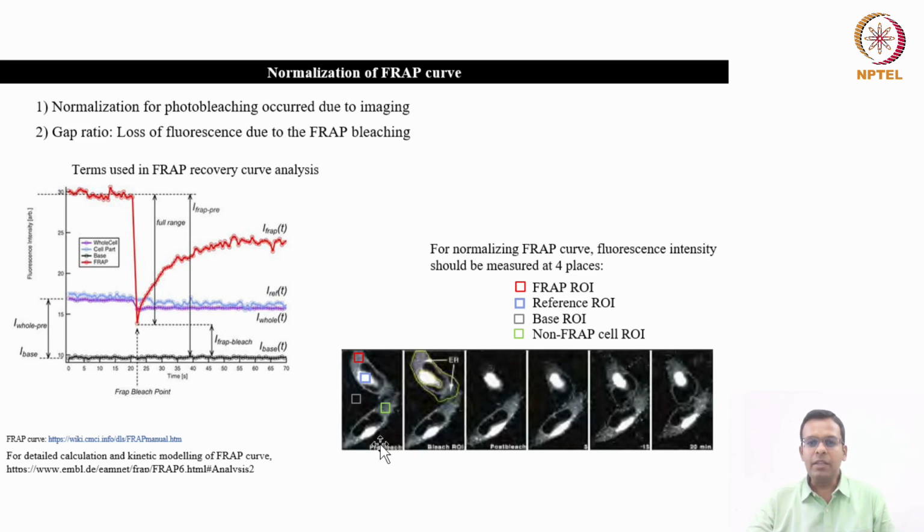So we have to measure the fluorescence intensity of these four regions, and normalize it with the actual FRAP ROI intensity. For details on calculation and kinetic modeling for the FRAP curve, you may visit this website. There is a nice description of the actual quantification of FRAP data.